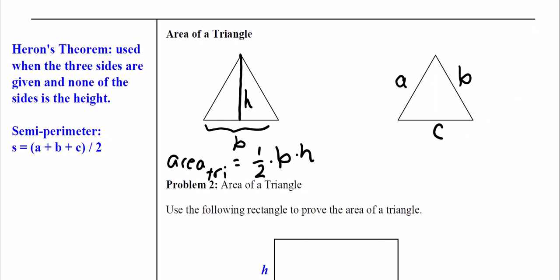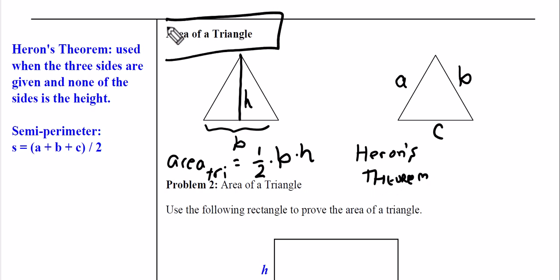Well, nothing to fear. It looks really intimidating, but it is a simple formula where you just plug numbers in, except you have a simple formula with another simple formula. So here's the formula for the area of a triangle if you're given all three sides, and this is actually called Heron's theorem. But it gives us the area of a triangle. That's why this is part of the area of a triangle.